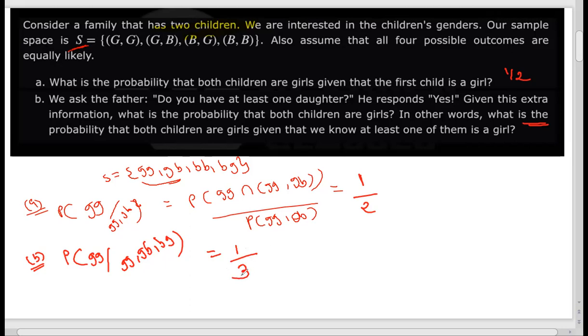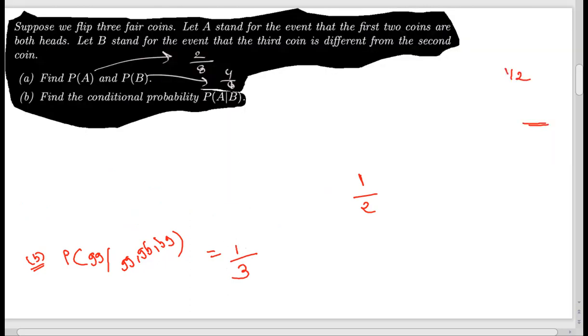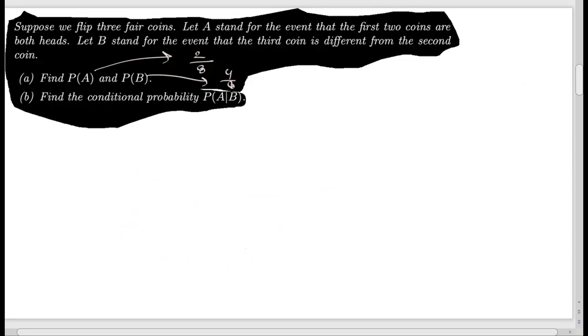Now let's move to the next one. Let's go for this example. Suppose we flip a fair coin. When we flip 3 times, the number of outcomes is 8, which is 2 power 3. Let A stand for the event that the first two coins are both heads.